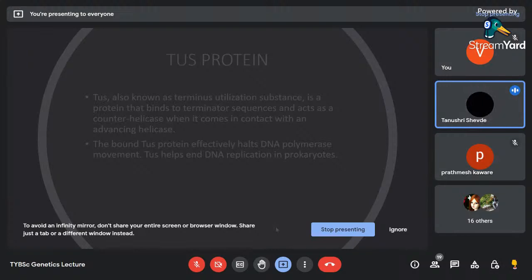TUS protein. TUS, also known as terminus utilization substance, is a protein that binds to terminator sequence and acts as a counter-helicase. When it comes in contact with an advancing helicase, the bound TUS protein effectively stops or halts DNA polymerase movement. TUS helps end DNA replication in prokaryotes.